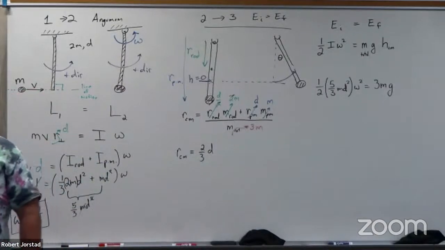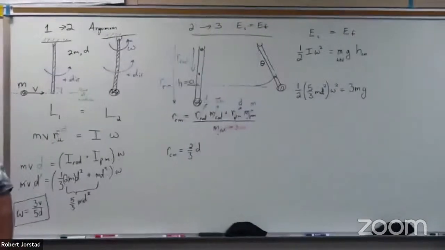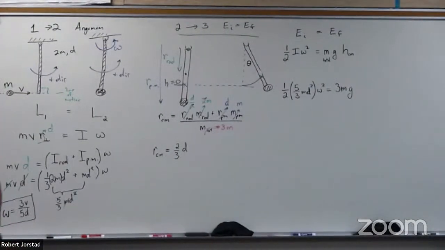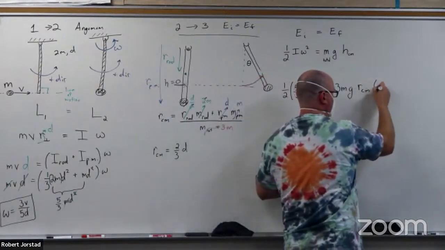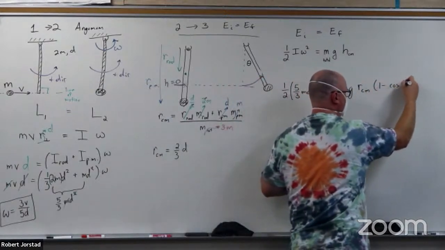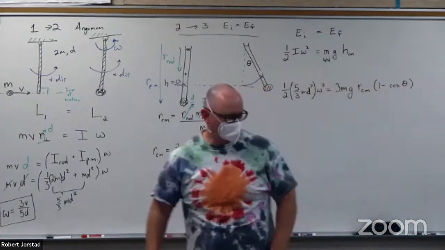You're on it. It's that result I told you to memorize because it happens too often, right? You just said it right. It's the radius of the center of mass times 1 minus cosine of the angle to the vertical.